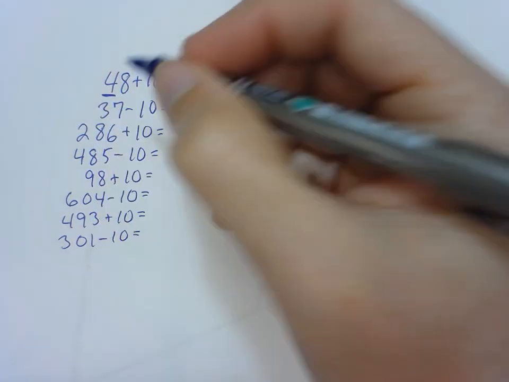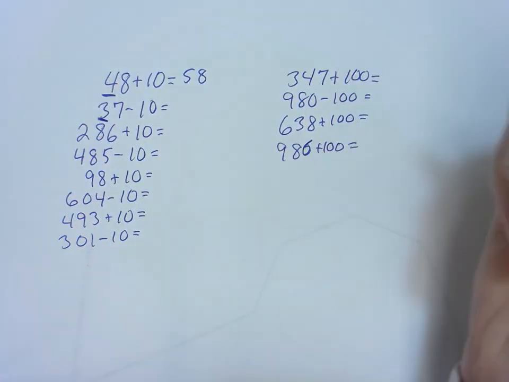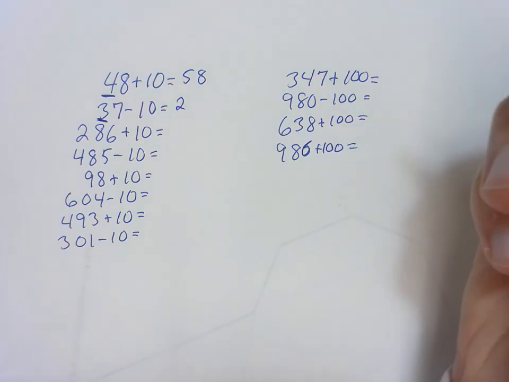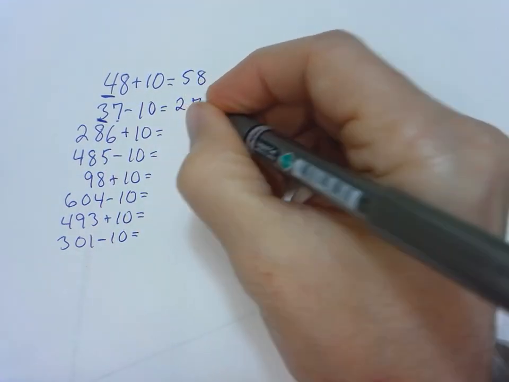I have 37 minus 10. I have 3 10s here and 7 1s. So if I take 1 10 away, I'm going to have 2 10s and I keep my 7 1s.